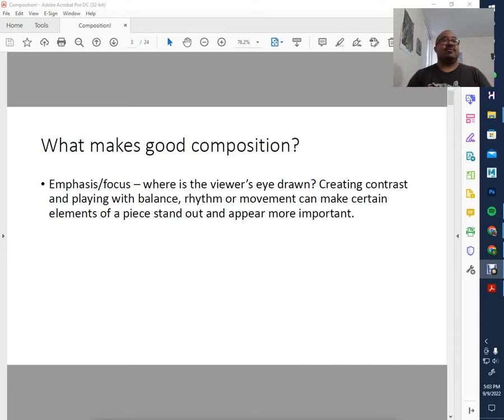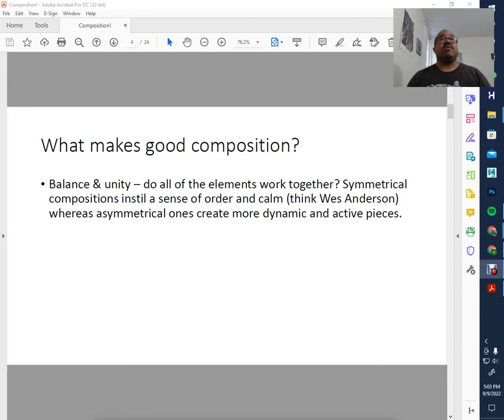Doesn't matter how simple or complex your images are. Your goal is to determine whether it's contrast, whether it's balance, rhythm, or movement, because all of those elements are designed for us to make a conscious effort to figure out how do we make things in our piece stand out and make them important. So we need to go into every composition with the understanding of where is our focus at.